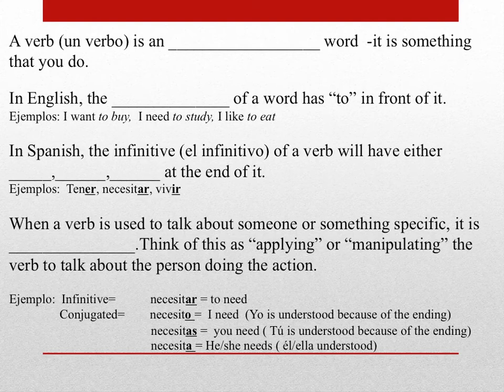A verb, un verbo, is an action word. It is something that you do. Remember when I told you about definitions? It's going to be really important to know the difference between a noun, an adjective, a verb, because these words act differently. Today we're going to be talking about the way verbs act.